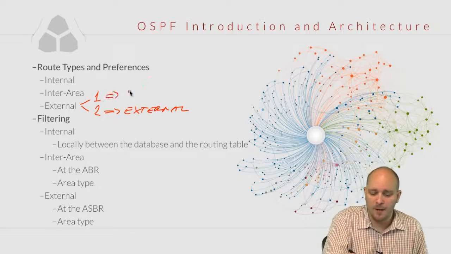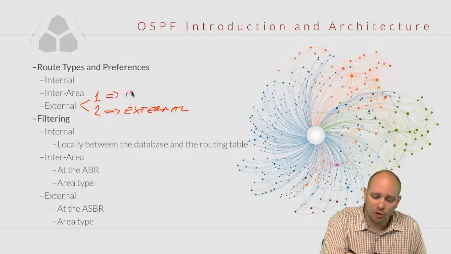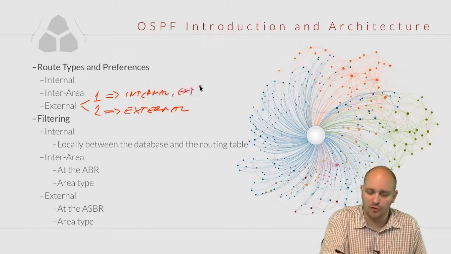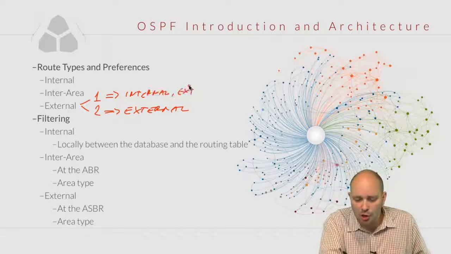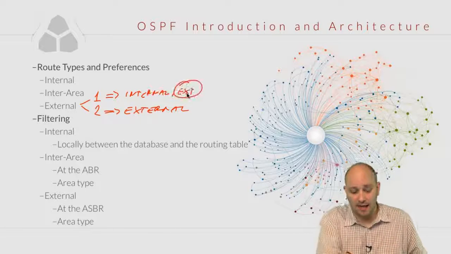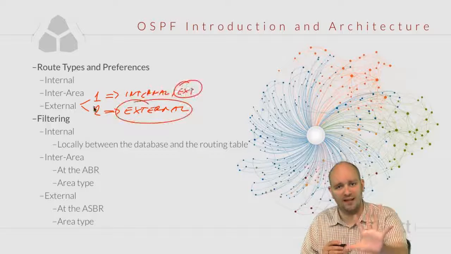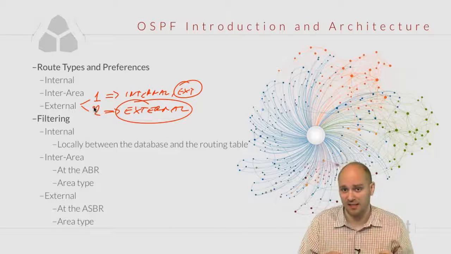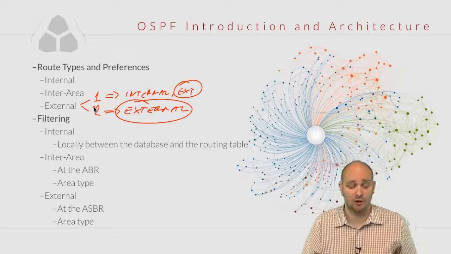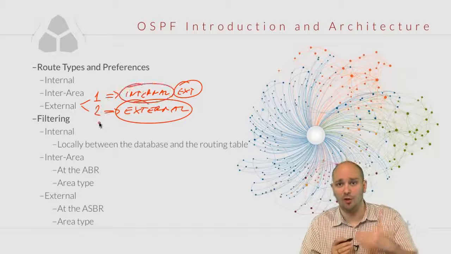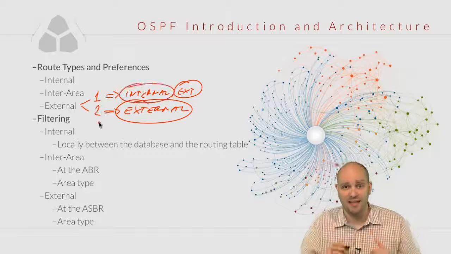And with type 1 metric, the internal and the external cost are treated the same. External cost in this context is the cost to reach the external prefix from the ASBR that has redistributed this route. The internal cost is the cost from the router that is calculating the path to reach the ABR.